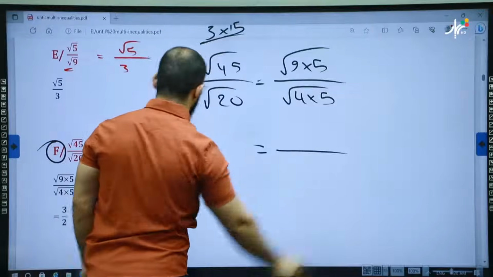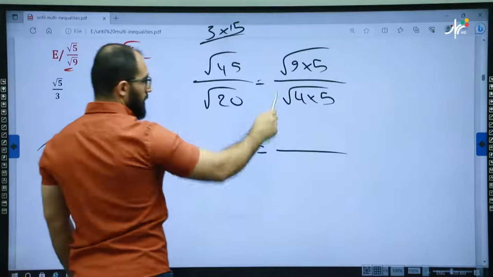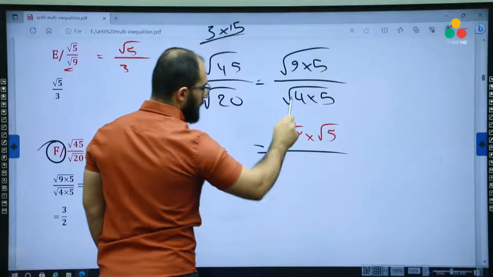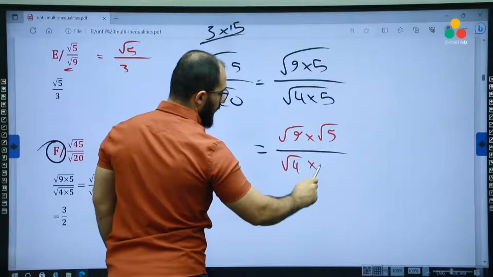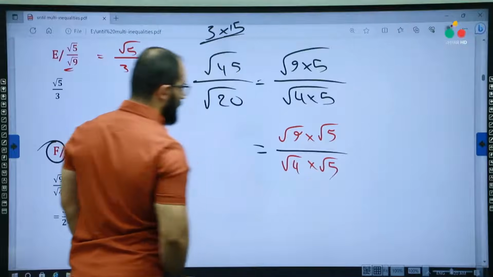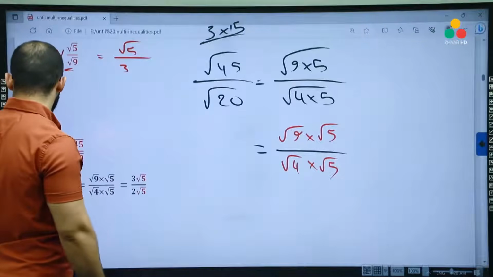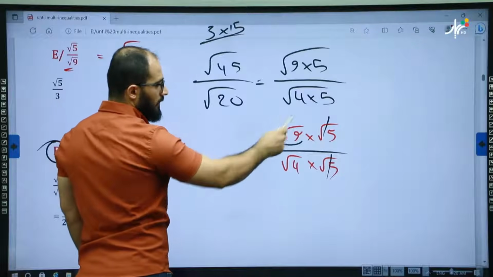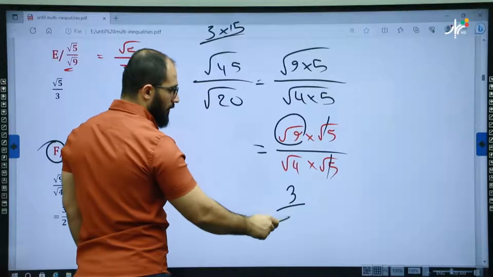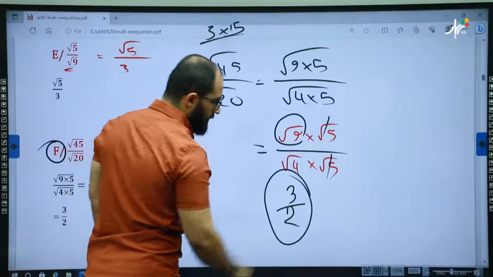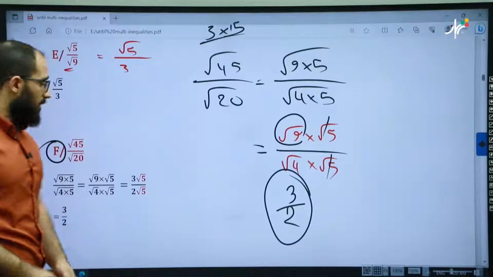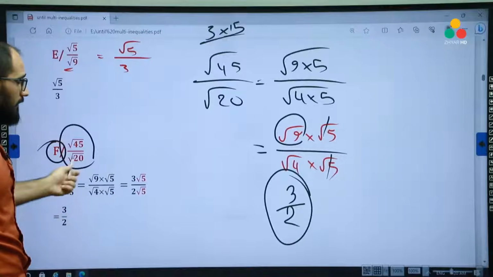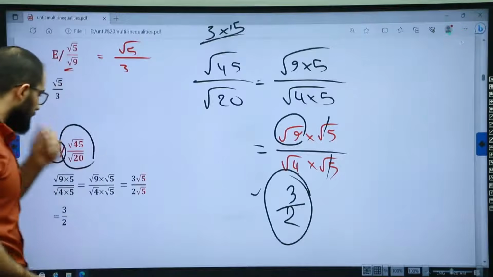Then it's going to be square root of 9 times square root of 5, over square root of 4 times square root of 5. So right now we can cancel square root of 5. The square root of 9 is 3, the square root of 4 is 2. So it is 3 over 2. In the beginning, if you look at the question, maybe you think it is difficult, but it's not difficult, it's quite easy.